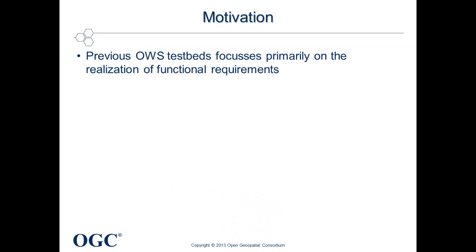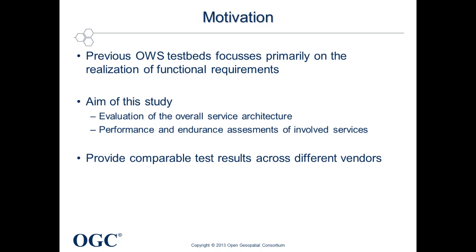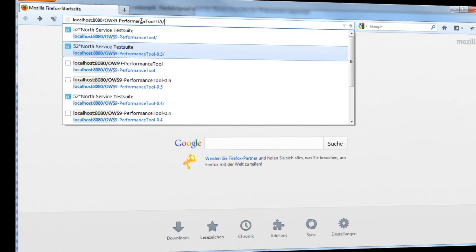In previous testbeds, the focus lay primarily on the realization of functional requirements. Performance and stability related aspects of services have not been assessed. The aim of this study was, on the one hand, the overall evaluation of the aviation service architecture, and on the other, individual performance and endurance assessments of the involved services. To achieve these goals, an approach has been designed and realized which provides comparable test results across different service vendors. Besides service testing, the identification of possible architecture adjustments was another outcome of the study.